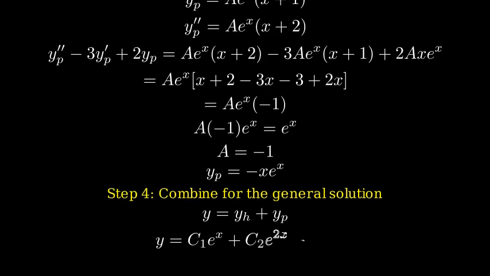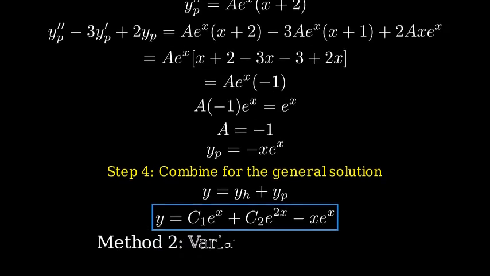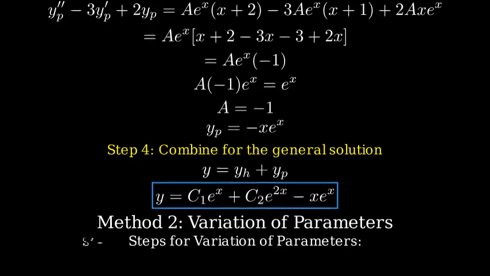Now, let's move on to our second method, variation of parameters. This method is more general and can handle a wider range of non-homogeneous terms. It's especially useful when the non-homogeneous term doesn't have a nice form that works well with the method of undetermined coefficients. The steps for variation of parameters are: Step 1.